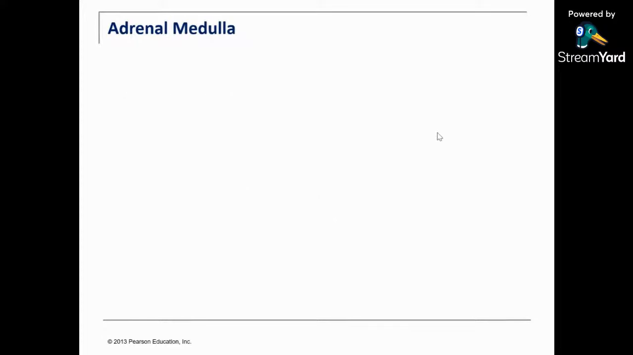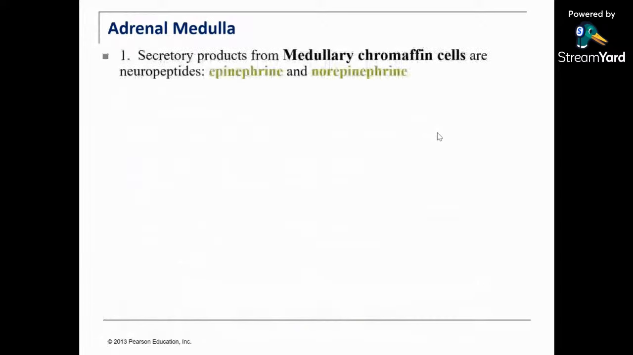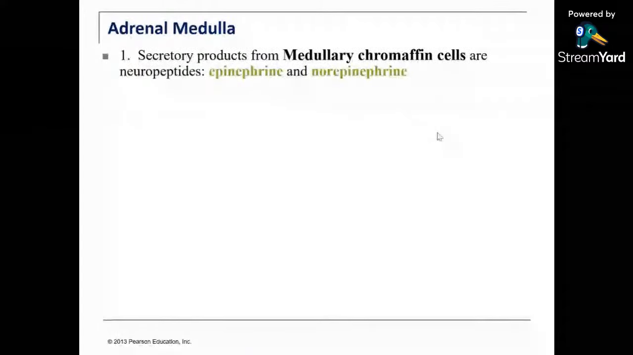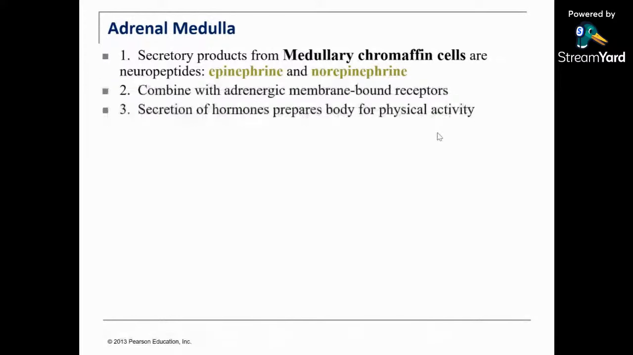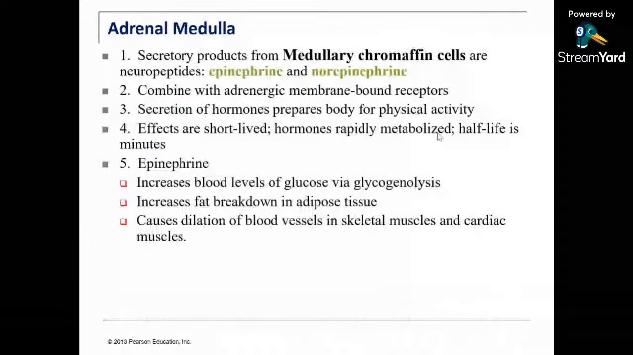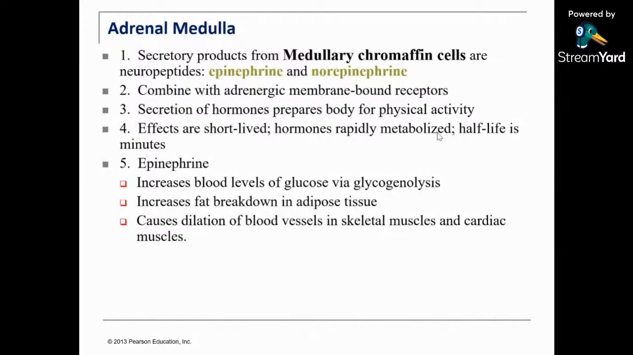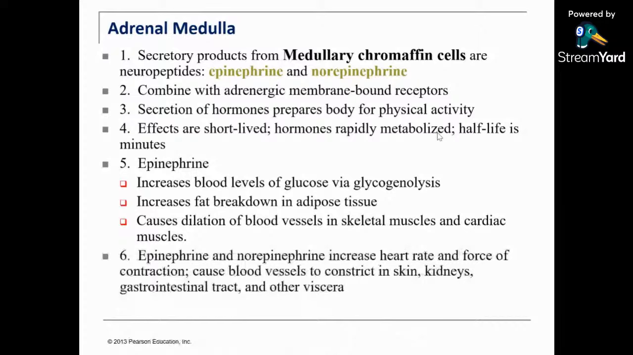Adrenal medulla. Secretory products from medullary chromaffin cells are epinephrine and norepinephrine. Combined with adrenergic membrane-bound receptors, secretion of these hormones prepares the body for physical activity. Effects are short-lived, as hormones are rapidly metabolized, with a half-life of minutes. Epinephrine increases blood levels of glucose via glycogenolysis, increases fat breakdown in adipose tissue, and causes dilation of blood vessels in skeletal muscles and cardiac muscles. Epinephrine and norepinephrine increase heart rate and force of contraction, and cause blood vessels to constrict in skin, kidneys, gastrointestinal tract, and other viscera.